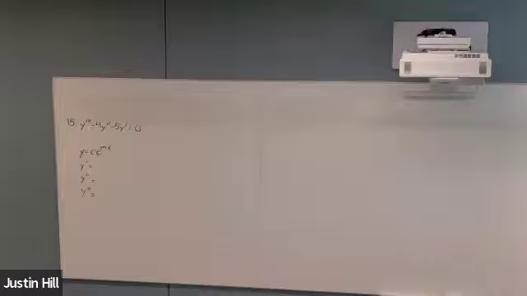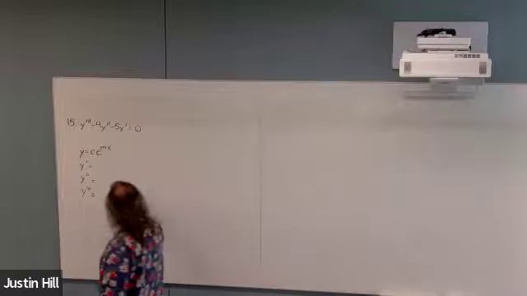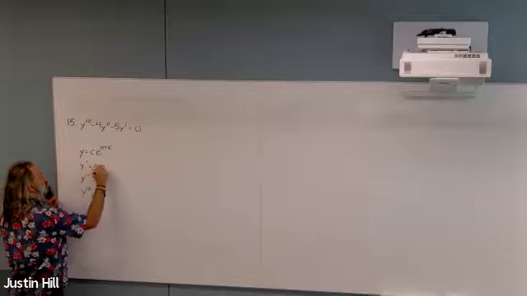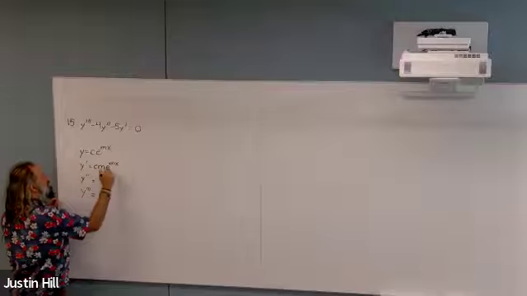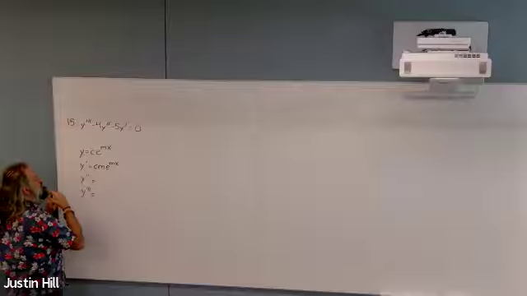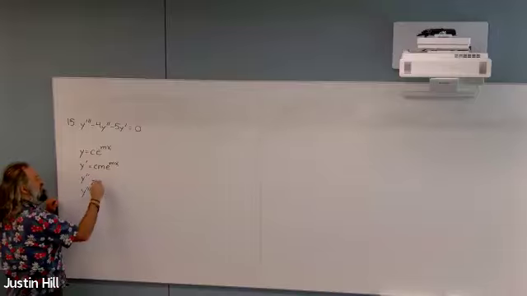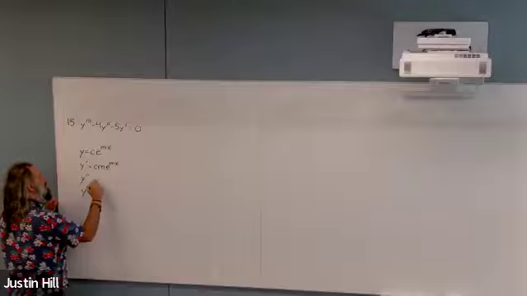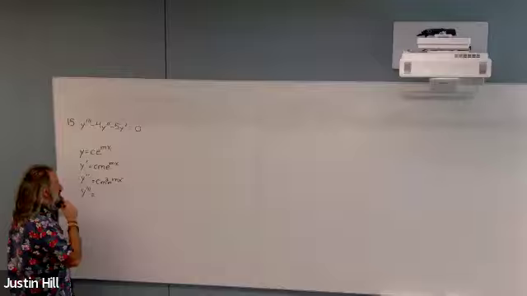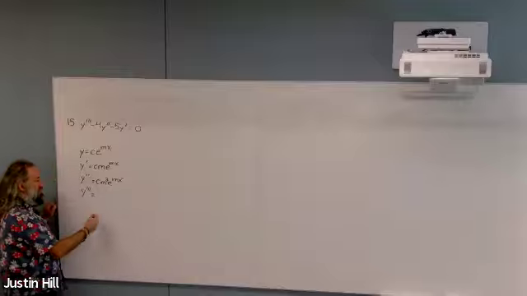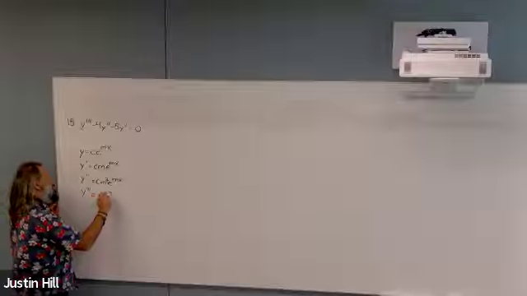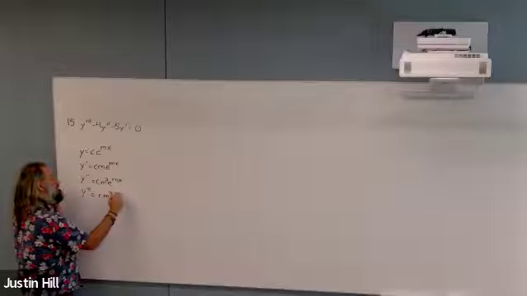All right, so for y prime, what did y'all get? It should be C m e to the mx. And then for y double prime, what did y'all get? We multiply by m again, and we get C m squared e to the mx. Then we follow the pattern for the third derivative. It should be C m cubed e to the mx.